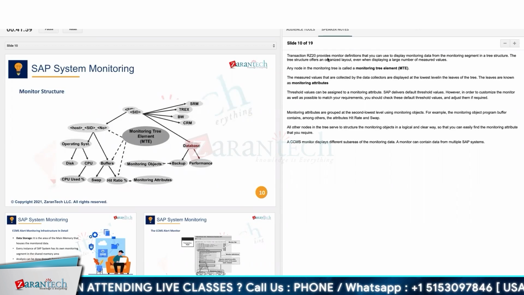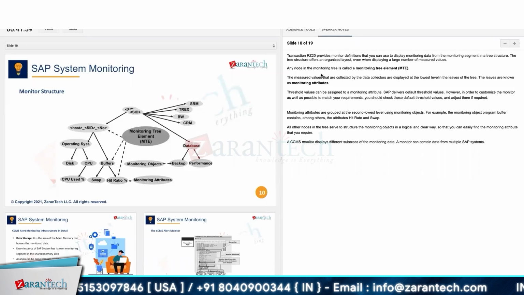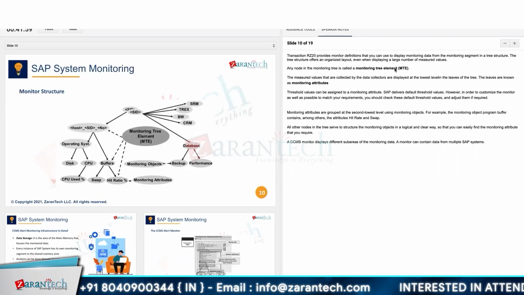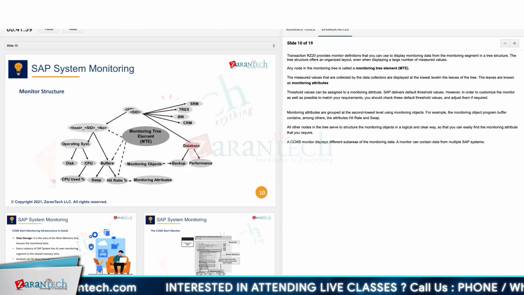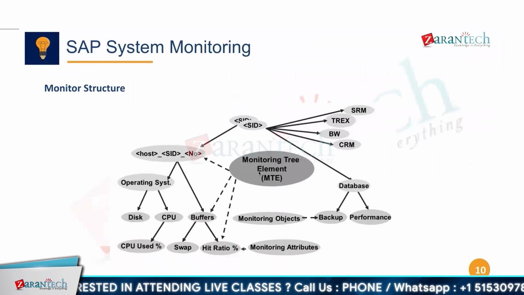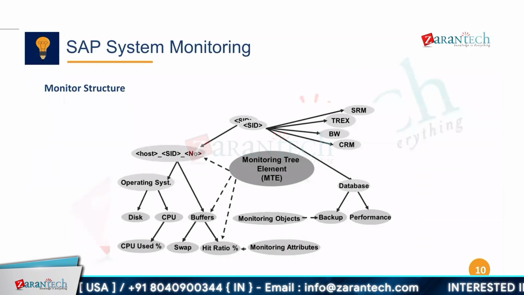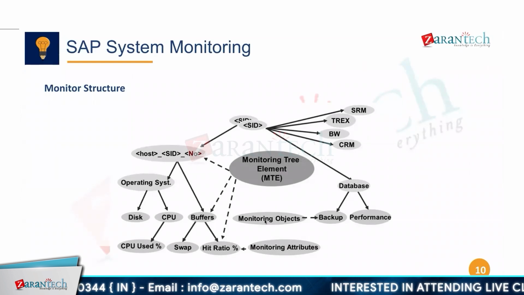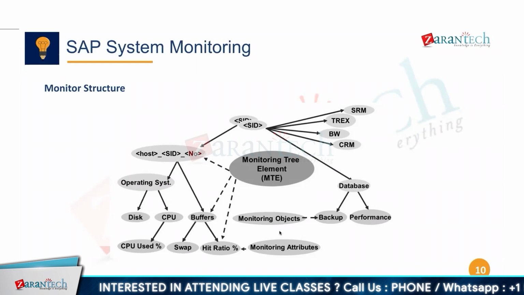In RJ20, it provides monitor definitions that you can use to display monitoring data. The 3 structures we will see there. Monitoring tree element: any node of the monitoring tree is called a monitoring tree element. So let's take this one, the middle one. We have a middle monitoring tree element, and then at the bottom, you have the monitoring attributes. Total 3 terms you can see here: monitoring tree elements, monitoring objects, and monitoring attributes. Simple. I will show you in the system.